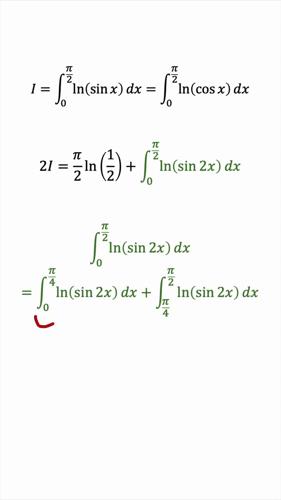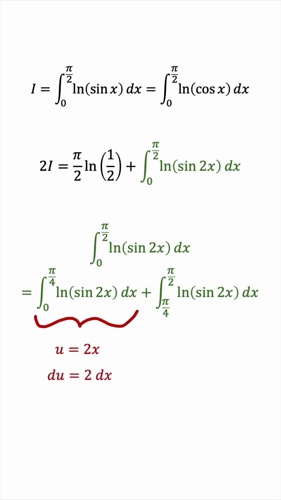Well, the first integral now allows us to use that substitution u equals 2x, because the upper bound is now pi over 4. So if you multiply it by 2, it will become pi over 2, which is indeed the upper bound in the original I. So this won't give us a problem.